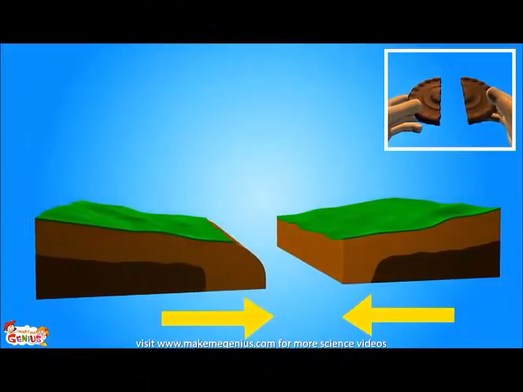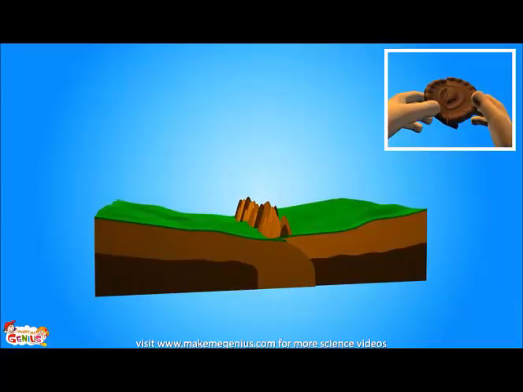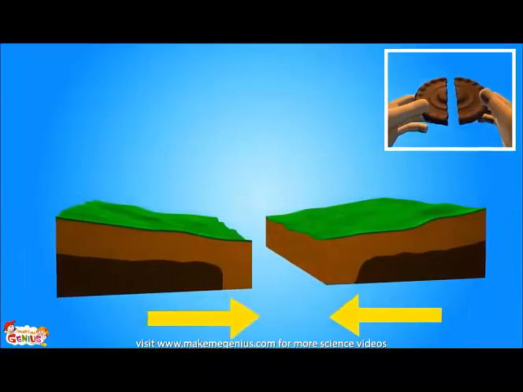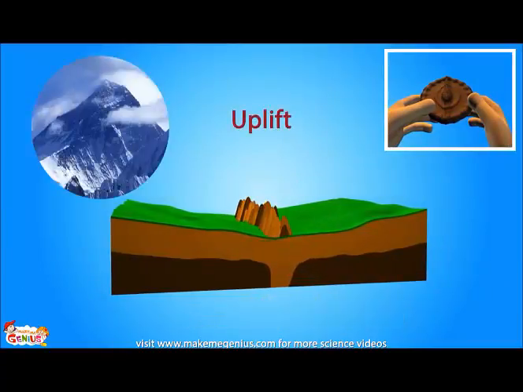Sometimes, when two tectonic plates move towards each other, one of them is forced downwards. This is called subduction. Yet sometimes when they push against each other, they are both crumpled. This is called uplift. You'll be surprised to learn that this is how the Himalayas were formed.